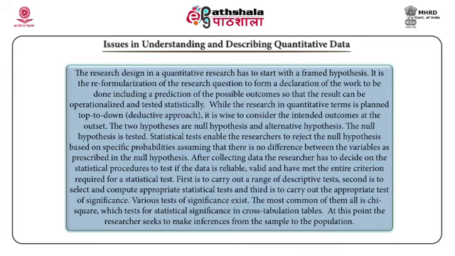After collecting data, the researcher has to decide on the statistical procedures to test if the data is reliable, valid, and meets the entire criteria required for a statistical test. First is to carry out a range of descriptive tests. Second is to select and compute appropriate statistical tests, and third is to carry out the appropriate tests of significance. Various tests of significance exist. The most common of them all is chi-square, which tests for statistical significance in cross-tabulation tables. At this point, the researcher seeks to make inferences from the sample to the population.